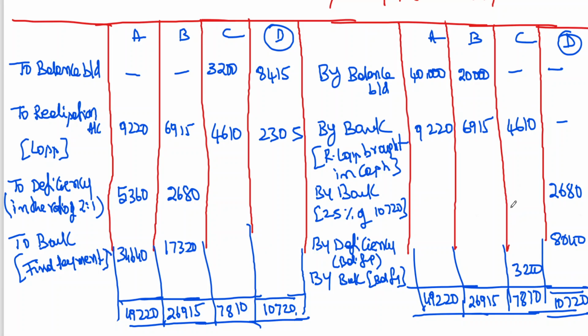Now coming back to the second point: solvent partners whose capital accounts are showing credit balance, that is A and B, should bear the deficiency of the insolvent partner, which has been transferred in their capital ratio. This explanation I have given. Instead of opening a deficiency account directly, alternately you can write A and B, and in place of deficiency you can write C account also. It's your wish. You can avoid the deficiency account.